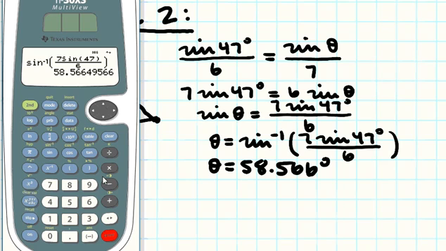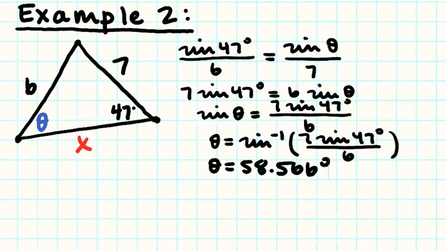Now, if I wanted to find x, I would subtract. I'm not going to do it for the sake of time because I'm really running out of time in this section of college algebra. But what you would do is find this angle, call it angle A, by subtracting 58.566 and 47 from 180, and then doing law of sines with 47 and 6, and then A. This is something we could do.